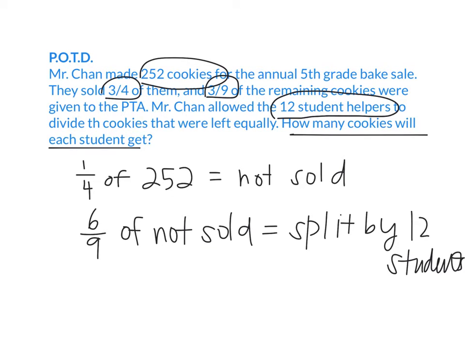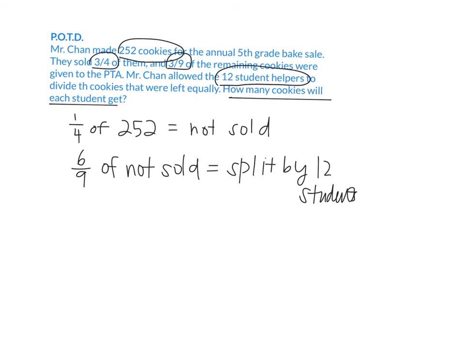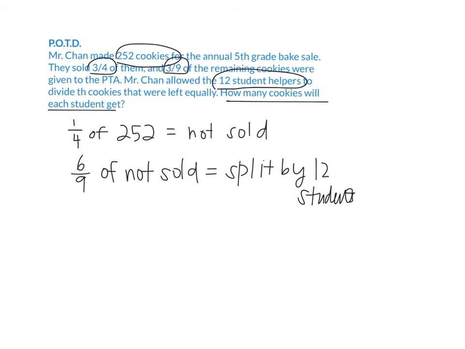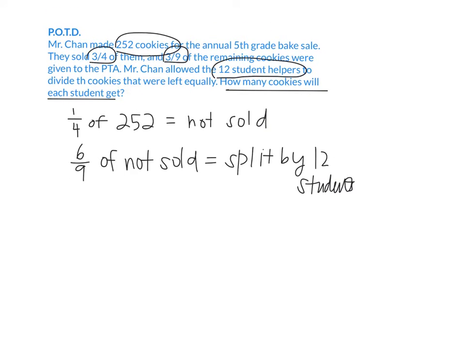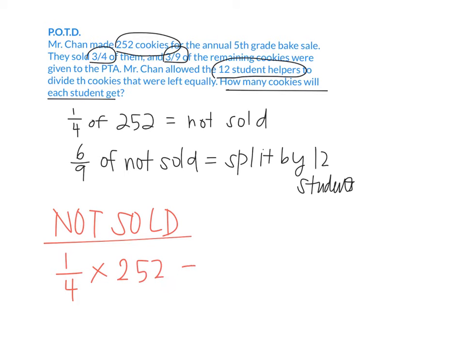So in order to figure this out, we first have to figure out how many cookies were not sold, right? So how can we figure out how many cookies were not sold? Well, we know it's 1/4 of what? 252. So let's first figure out how many cookies altogether were not sold. Let's do that in red. Okay, so it's 1/4 of 252. How do I write that as a math equation? 1/4 times 252. How do I write that as one fraction? Well, it'd be 252 over what? 4, which is the same thing as 252 divided by 4.